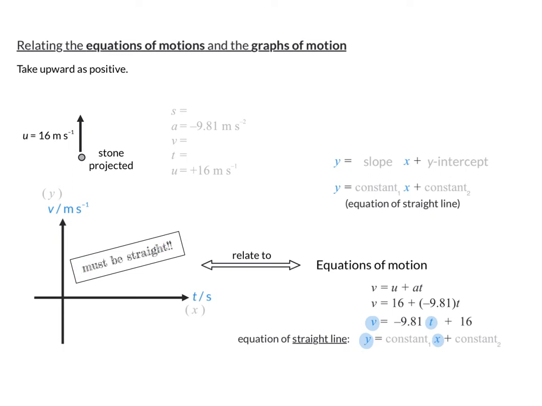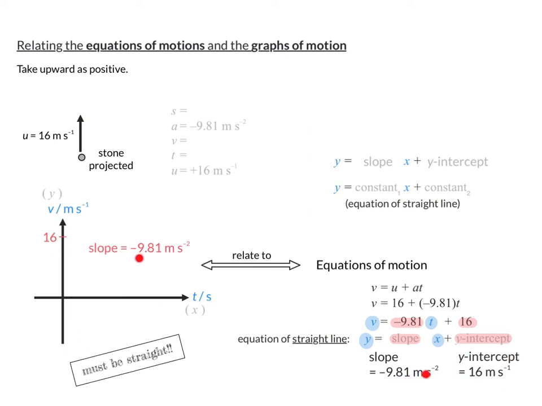From what you have learned in your maths class, this constant is the slope and this is the y-intercept. So not only can you tell that the vt graph is straight, but also that its slope is negative 9.81 and its y-intercept is 16. With this y-intercept and the slope, we can immediately sketch its vt graph, which looks like this.